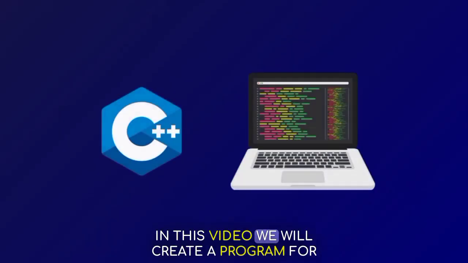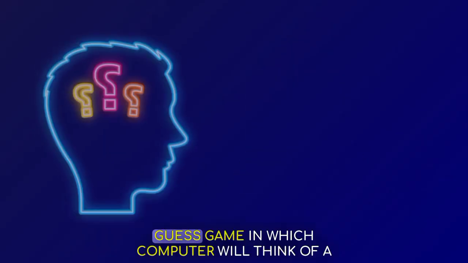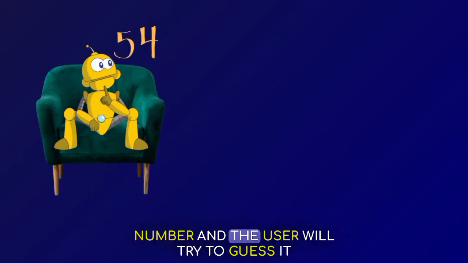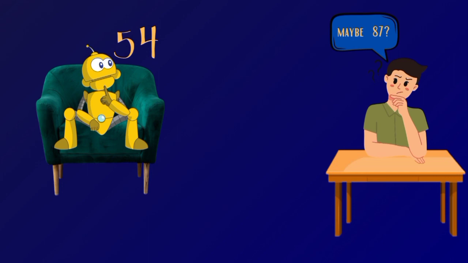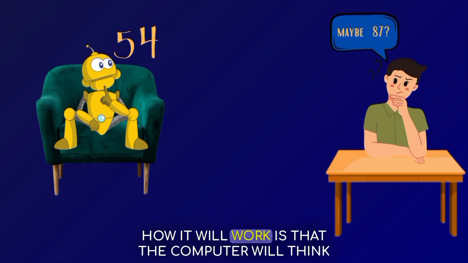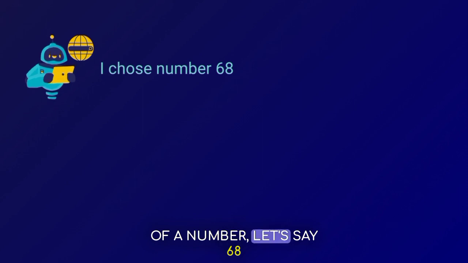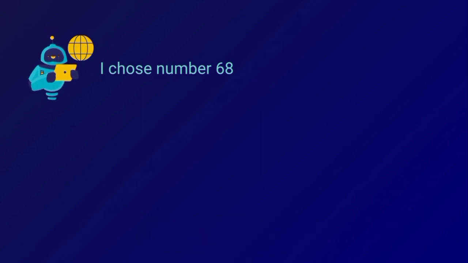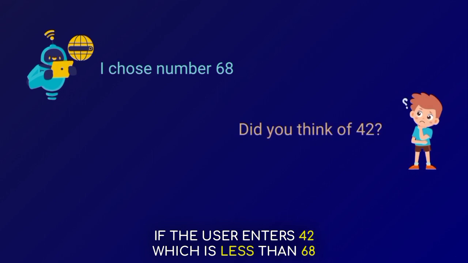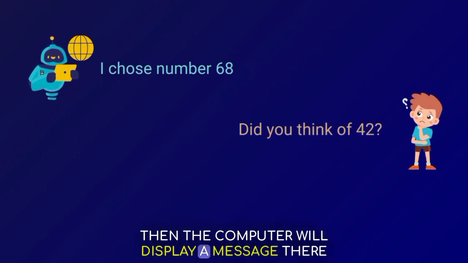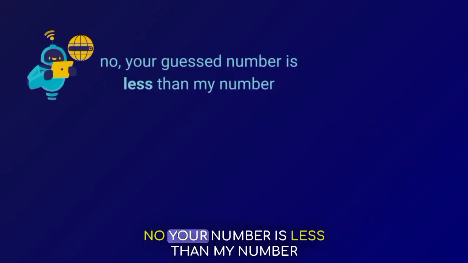In this video, we will create a program for a guess game in which the computer will think of a number and the user will try to guess it. How it will work is that the computer will think of a number, let's say 68. If the user enters 42, which is less than 68, then the computer will display a message that no, your number is less than my number.